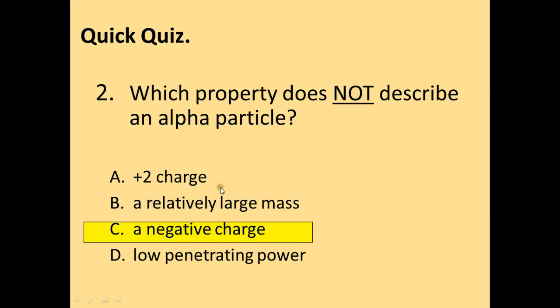So if you wanted to do this shorter, if you knew A, that means it's not a negative charge. So if you knew A is true, you could have just jumped to C and known that was false. Just FYI, if you want to do a shortcut.